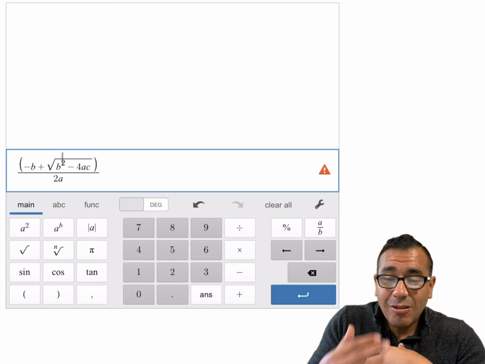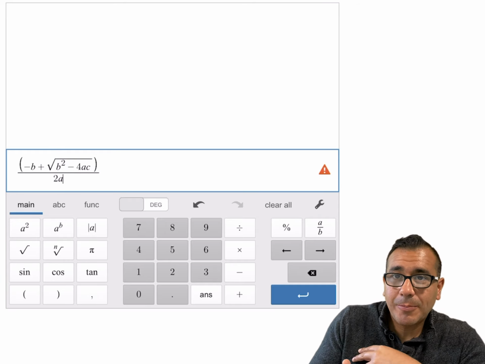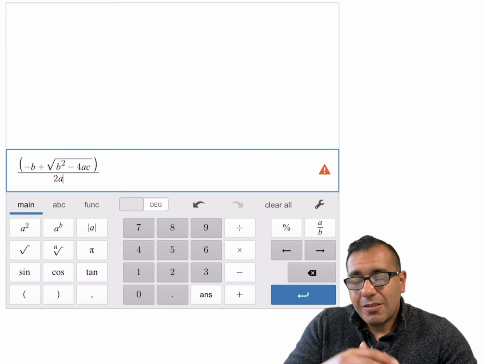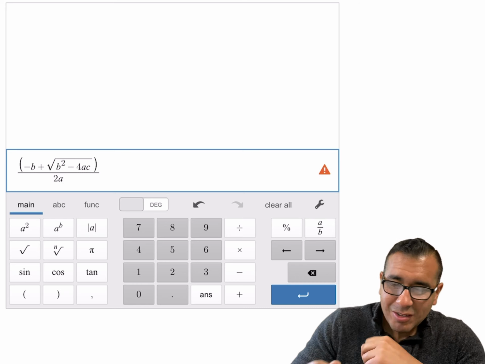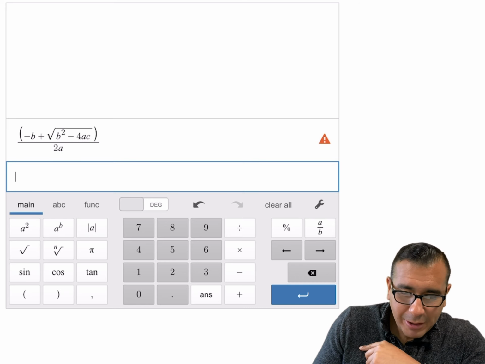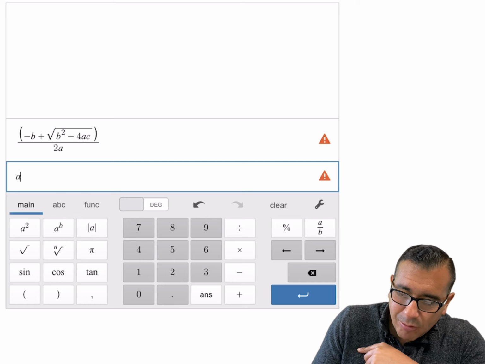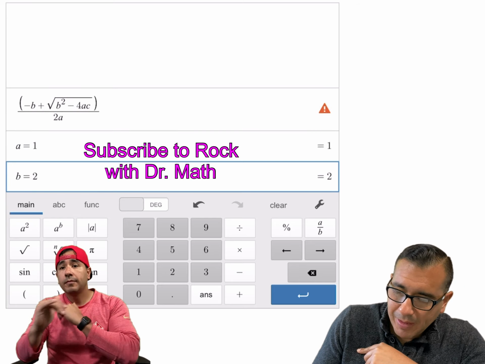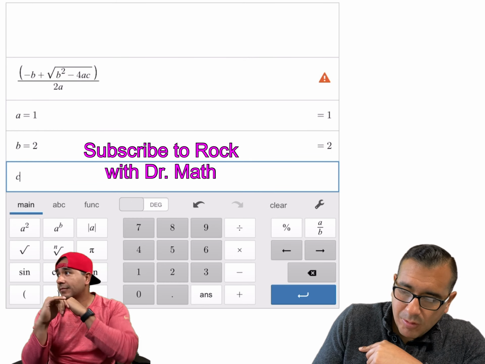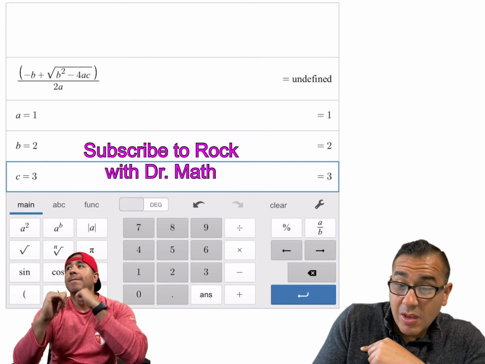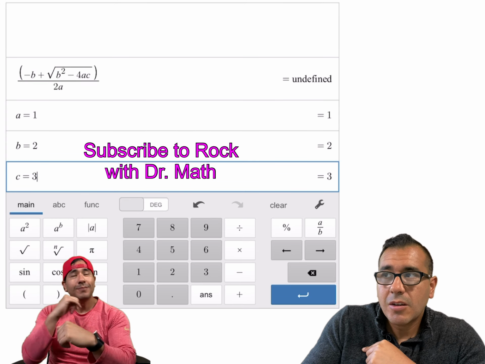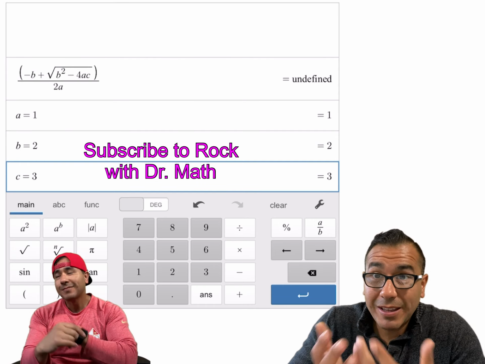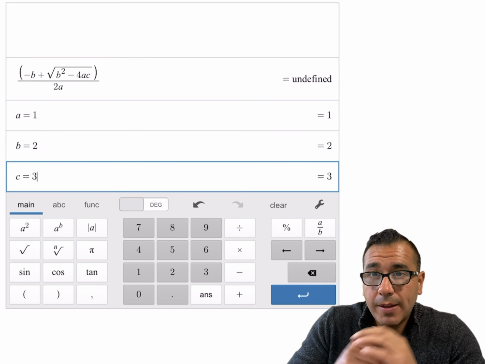So we're gonna tell our calculator what those values are, right? Because remember, after you put it in standard form, you always need to find A, B, and C. So let's go ahead and let's tell our calculator here. So let's say A equals 1, I don't know, we're just making this up. B equals 2, and C equals 3. Let's see if we get an answer. And this one's undefined, and what that means is when you're using the quadratic formula, that means you're gonna get an imaginary number, and that happens, or no solution, no real solution.